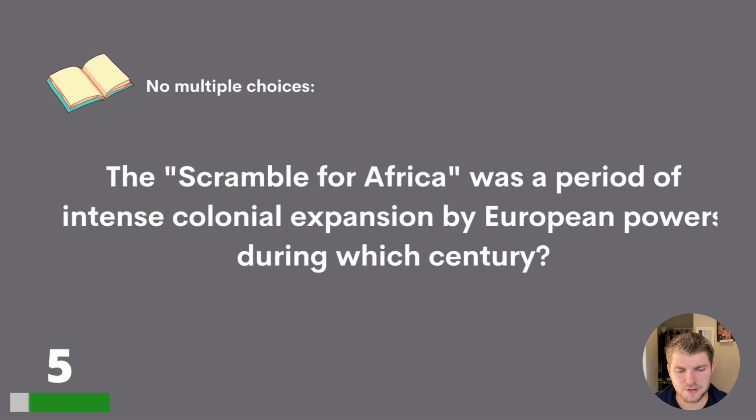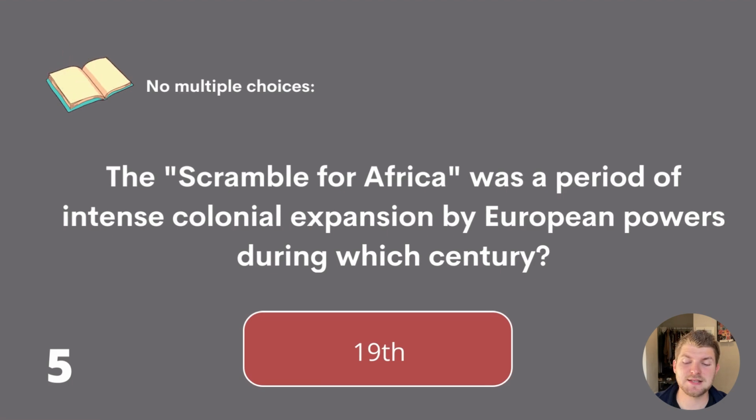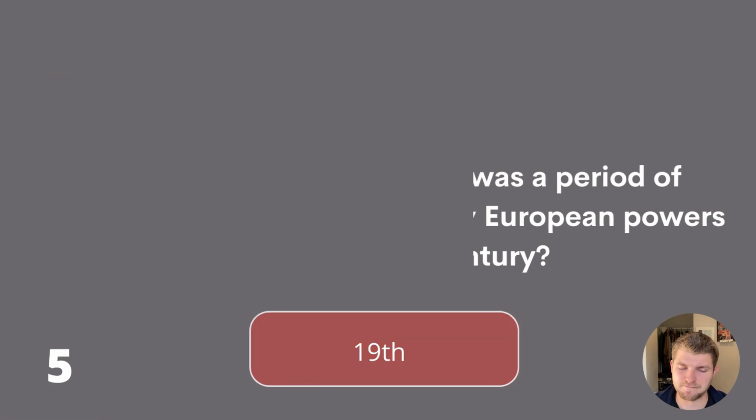5. The scramble for Africa was a period of intense colonial expansion by European powers during which century? And there are no multiple choices for this question. The answer is the 19th century.